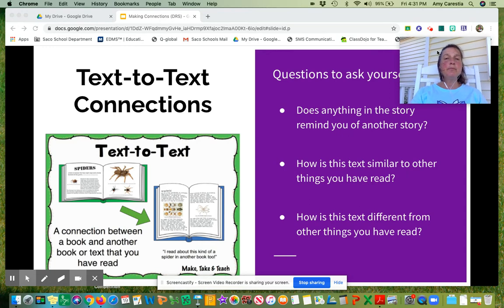So if we were reading poetry, we could compare poetry. Maybe you've read poetry before. Maybe you're not a big fan of poetry, so your exposure to poetry is very limited. So you want to think about, how does poetry differ from, say, a short story or a novel or even a magazine?